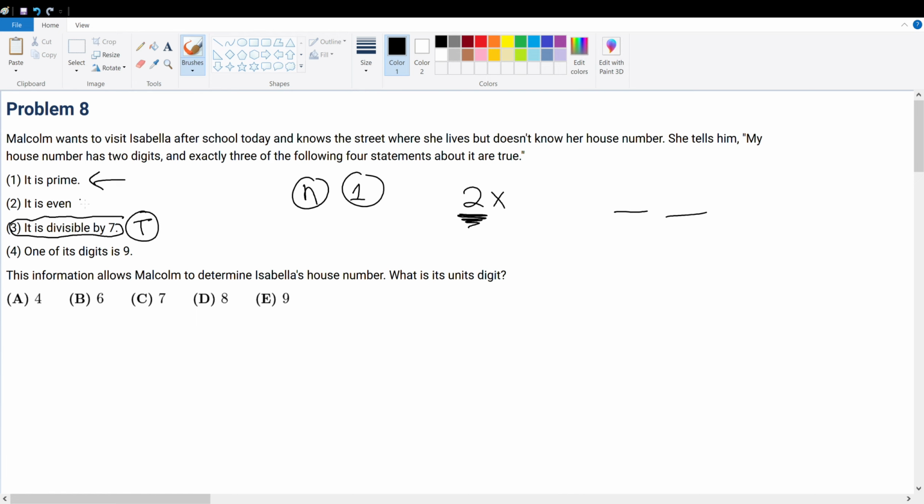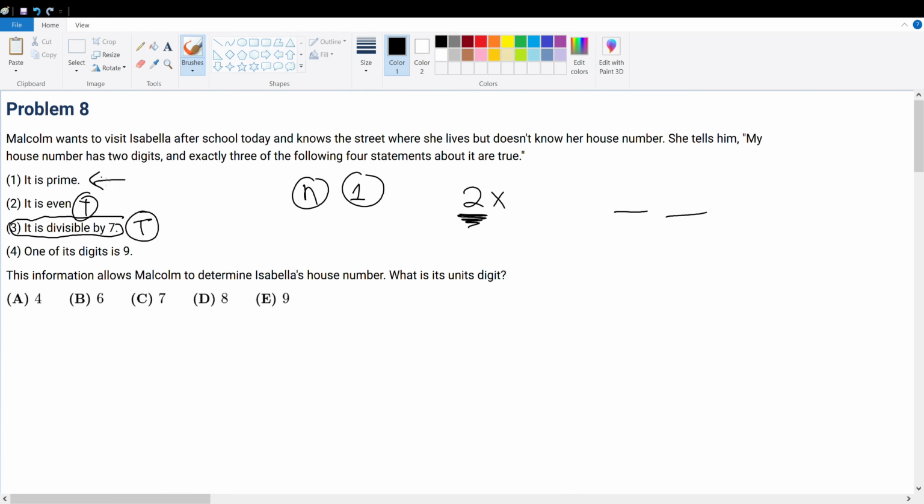Let's assume the even part is false. If the even part is false, the rest are true. Well, would that make sense? It's prime and divisible by 7. Well, that can't be true, right? Because if it's divisible by 7, then it's not prime. A prime number can only be divisible by itself and 1, like, for example, 13. It cannot be divisible by 7. So in other words, the second statement, where it's even, has to be a true statement.